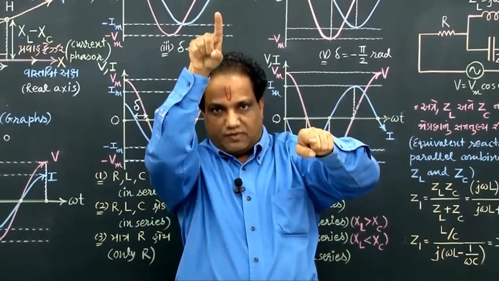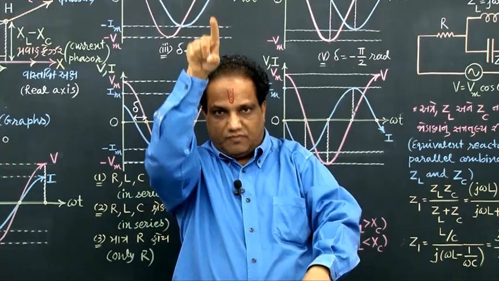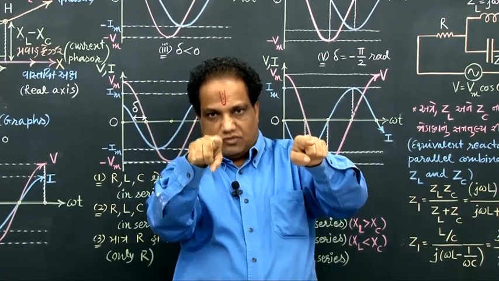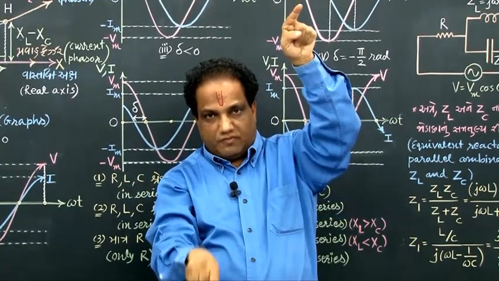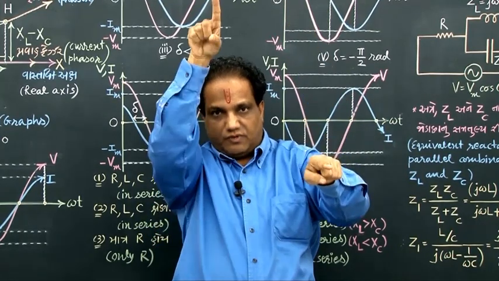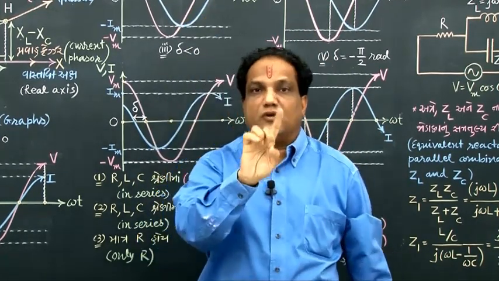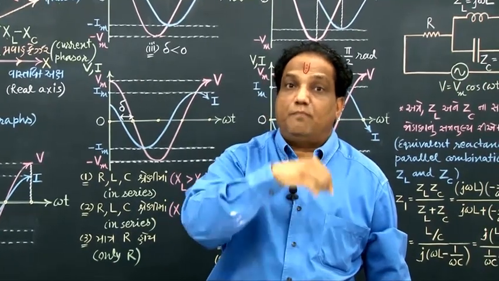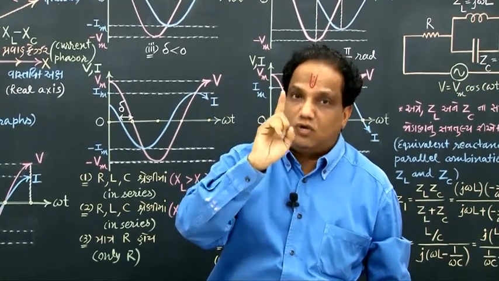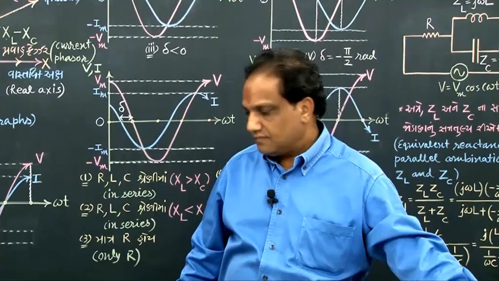When this becomes 0, this becomes maximum. When this becomes maximum, this becomes 0. That is how they are oscillating with a phase difference between them of pi by 2 radian. Pi by 2 radian. Fine.